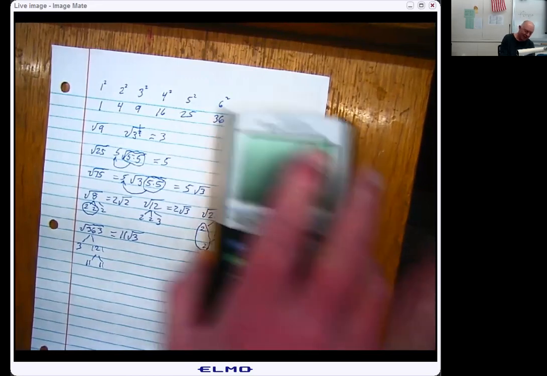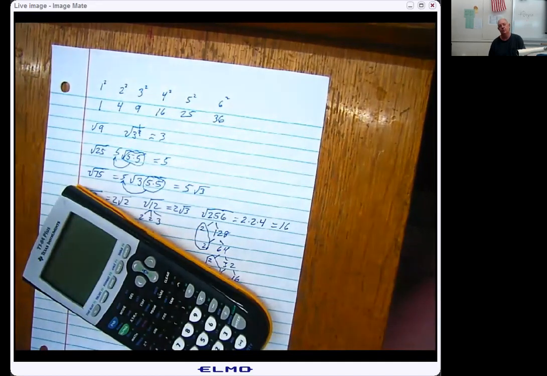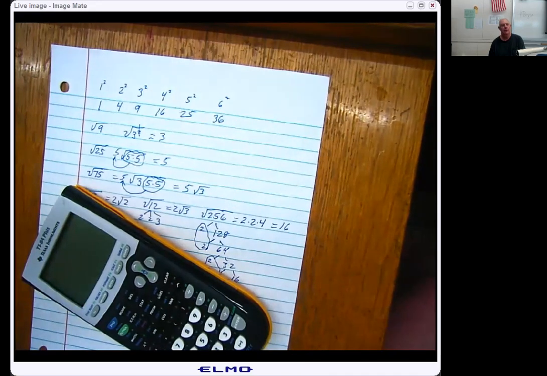So anyhow, when you catch on to this simplifying radicals, it's real simple. If you think about square root of 700, you got a 7 times 100, but 100 is a pair of 10s. So that's 10 root 7. So you'll see quickly, you'll be able to do these in your head.